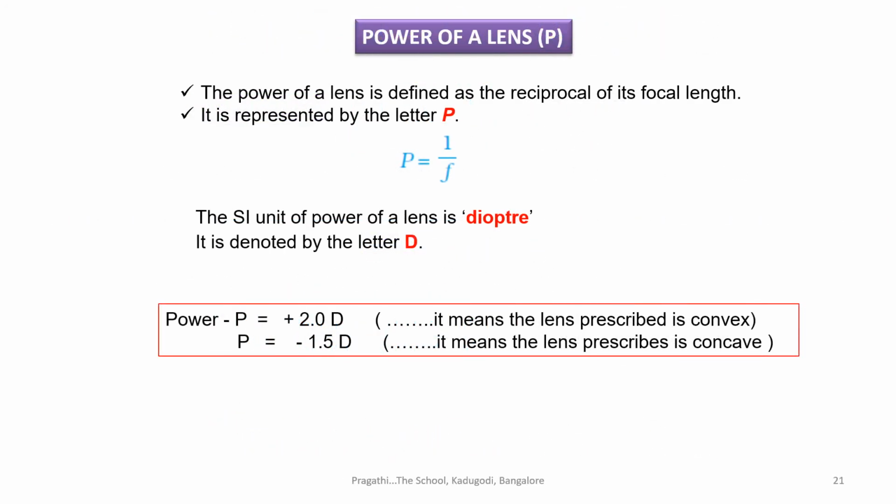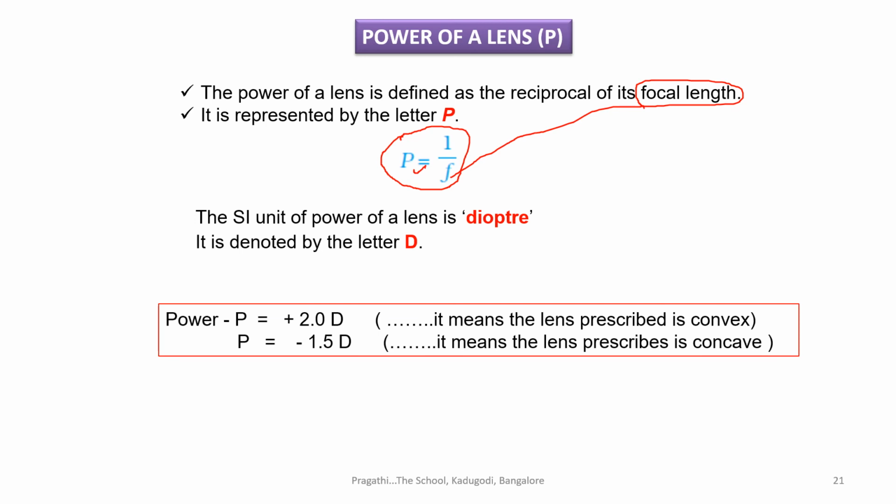The power of lens. What is the power of lens? The power of lens is defined as the reciprocal of its focal length. Reciprocal means fraction, reciprocal of its focal length. That means 1 by f. f is focal length, and P is power of lens. Clear? P is equal to 1 by f. That's what you can remember.